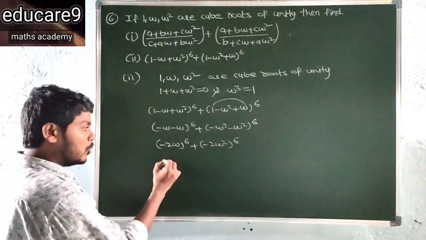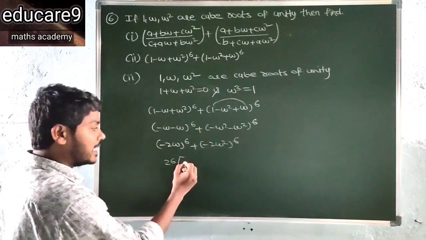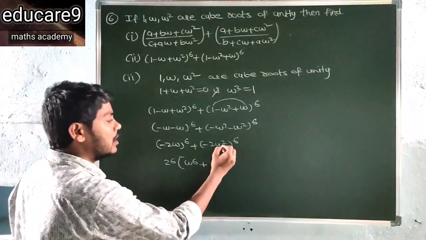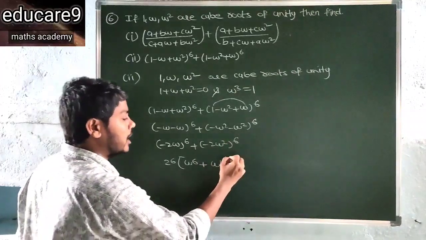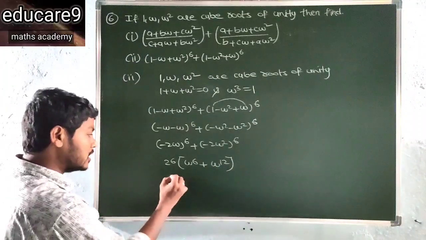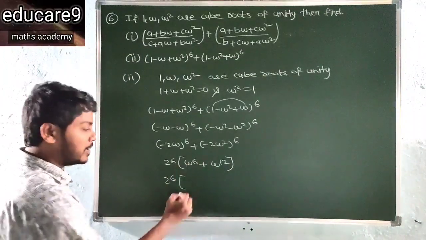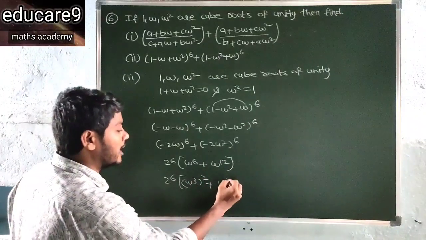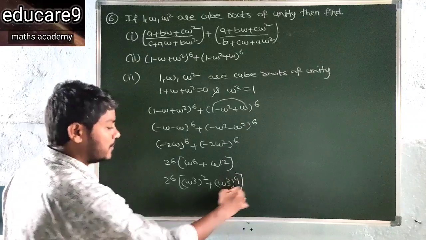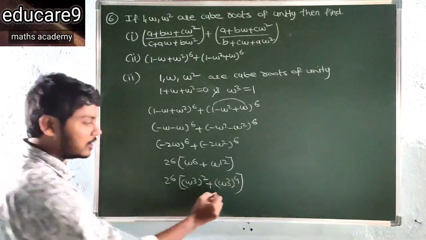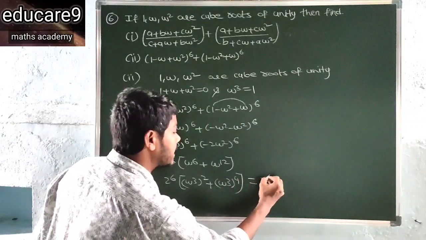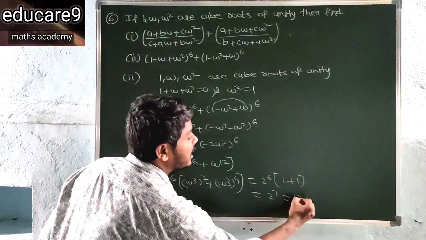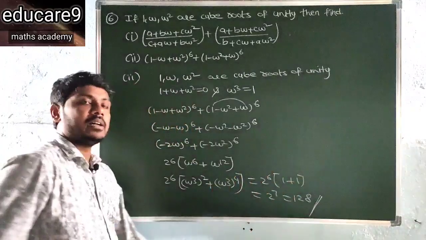So in both terms 2 power 6 is common. So we will get omega power 6 plus omega square whole to the power of 6, you will get omega power 12. Now clear, this is 2 power 6 into omega power 6, which can be written as omega cube whole to the power of 2, and this one omega power 3 whole to the power of 4. So what is omega cube value? 1. So this is 2 power 6 into 1 plus 1. So 2 power 7, you will get 128. So this is the required answer.